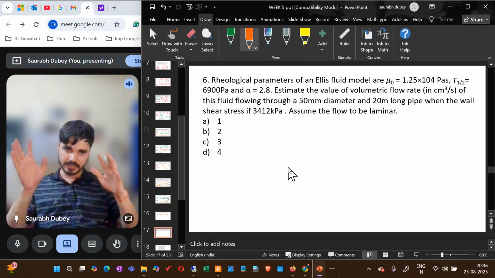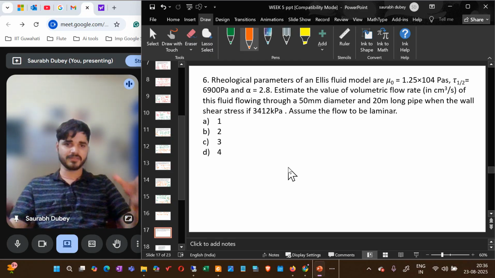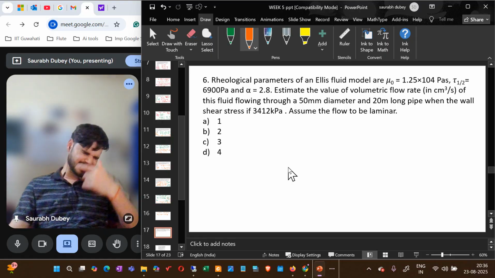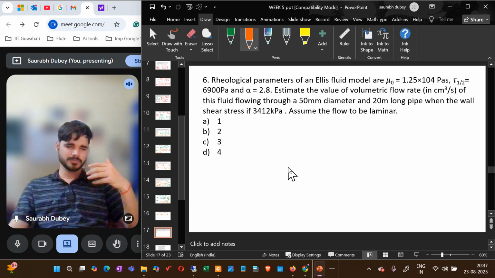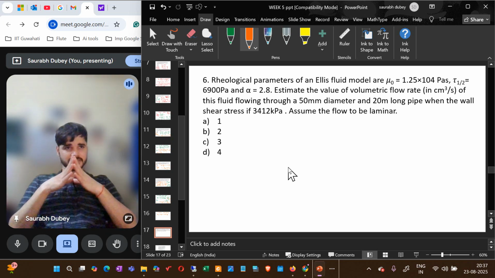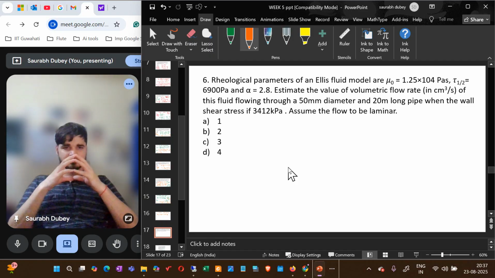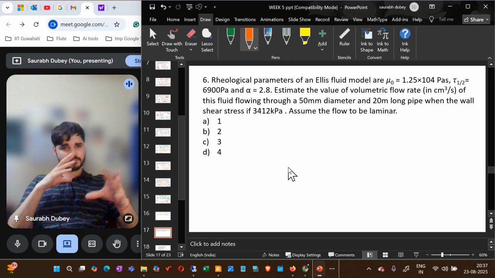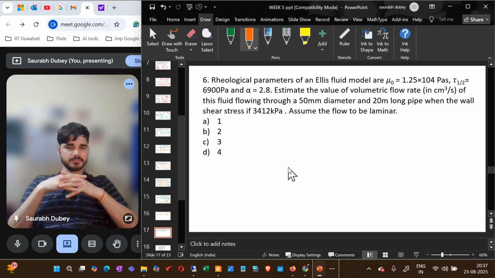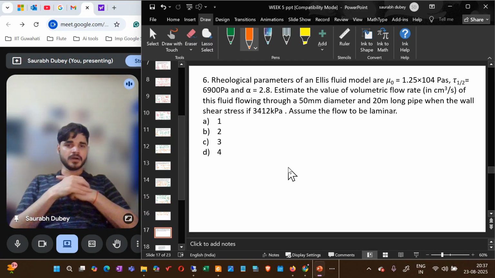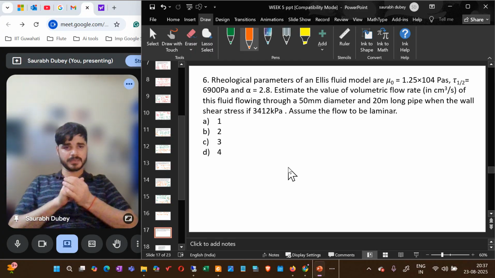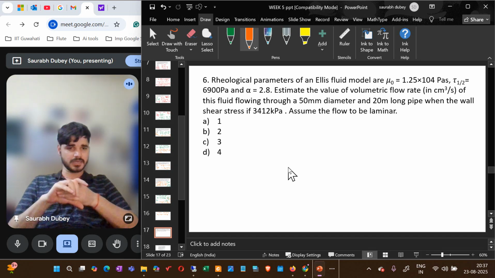But the kind of expressions and the process of evaluation of different parameters, be it the connection between the volumetric flow rate and the pressure drop, the connection between the maximum velocity and the average velocity, and then the connection between the shear rate and the volumetric flow rate, have the same procedure that we will be using to evaluate them. And here the value of alpha is given as 2.8. You know what alpha is; we will be discussing it soon. And tau half is also given. So these are the parameters that come into the Ellis fluid model.